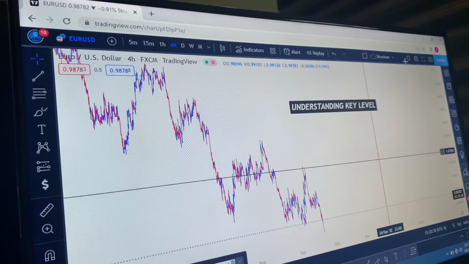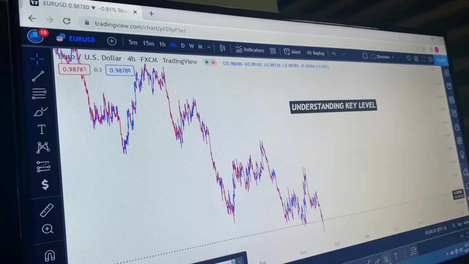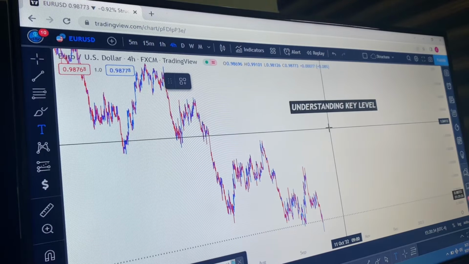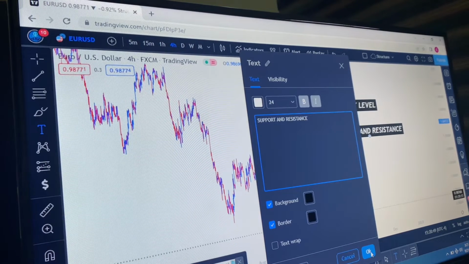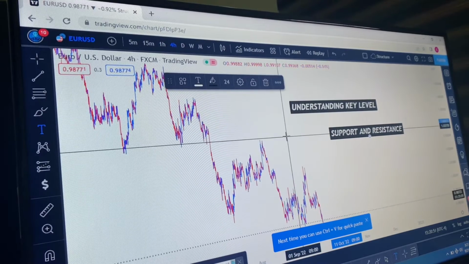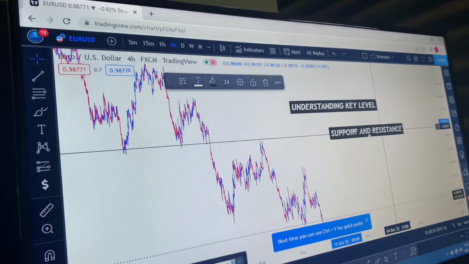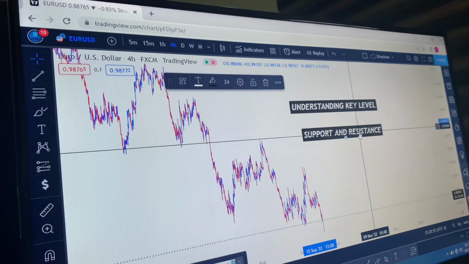All right, let me type it here. Support and resistance. That's the key level we're going to be looking at. Support and resistance. That's the key level that we're actually going to be talking about here. Now, what do I mean by support? What do I mean by resistance?